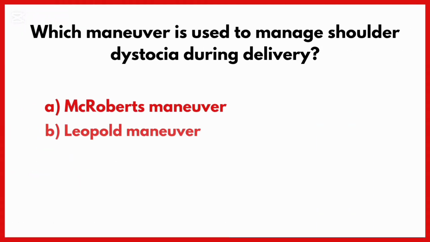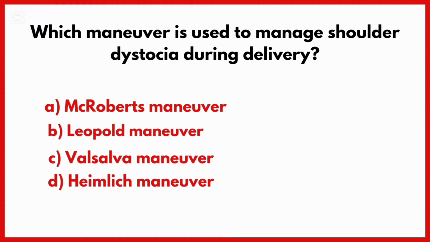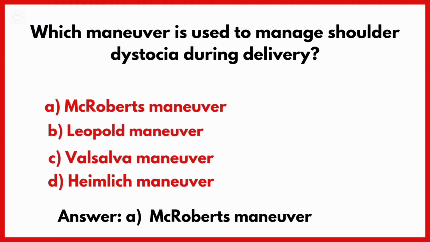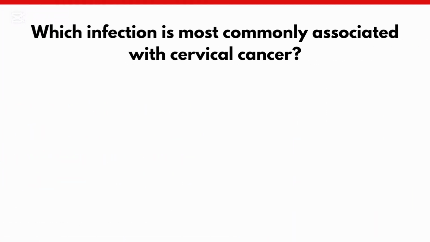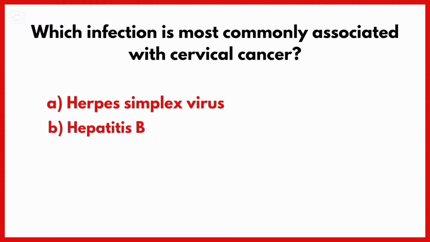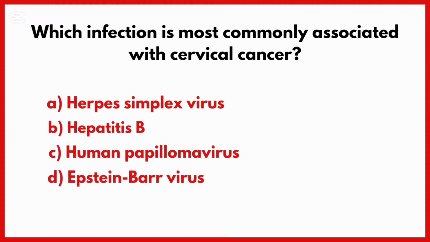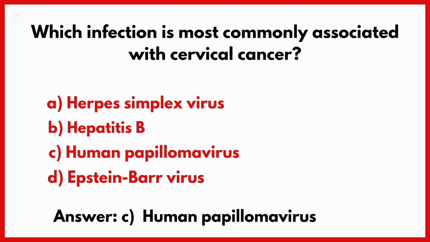Which maneuver is used to manage shoulder dystocia during delivery? Correct answer is option A, McRoberts maneuver. Which infection is most commonly associated with cervical cancer? Correct answer is option C, human papillomavirus.